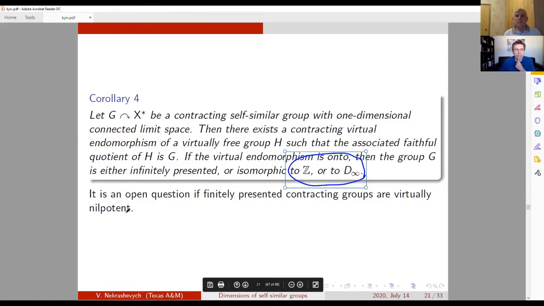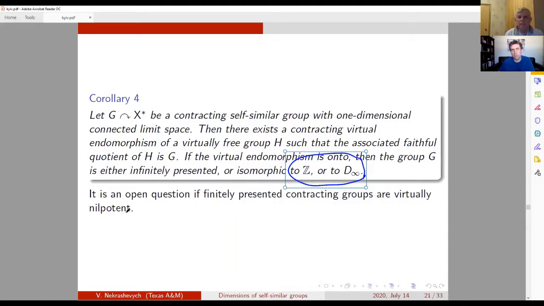It's interesting that the theory of self-similar groups, contracting groups, has been with us for like 2 decades, and people have studied only one-dimensional groups. There are many 2-dimensional, 3-dimensional, and so on examples. But in some sense, we don't have techniques to study them. We don't know anything about them.